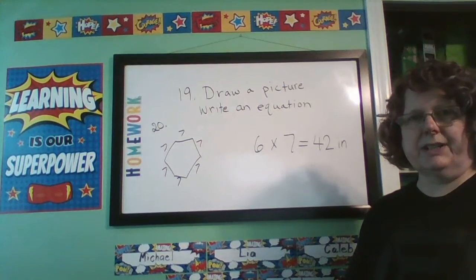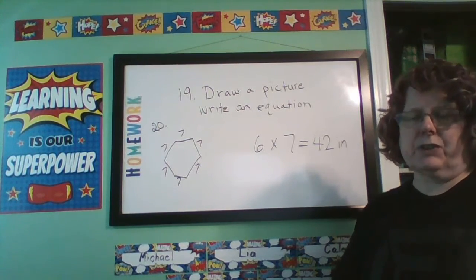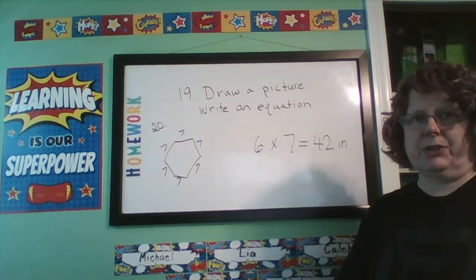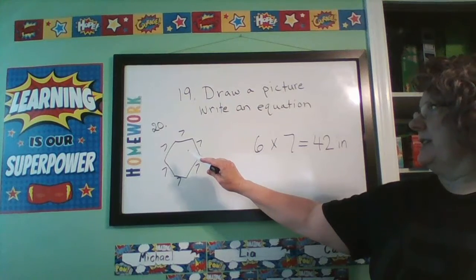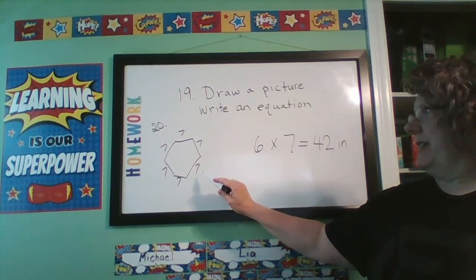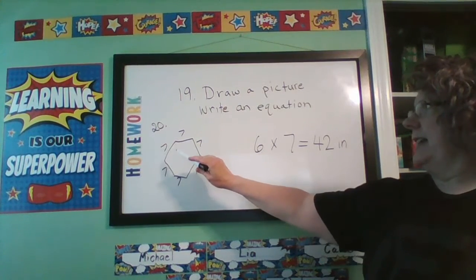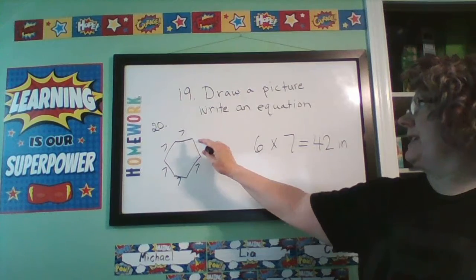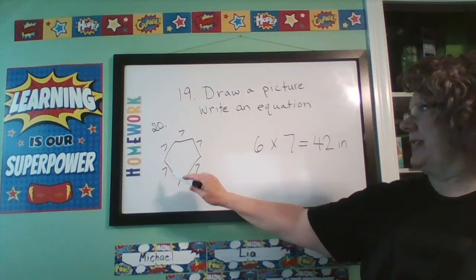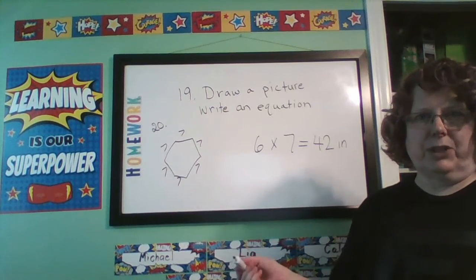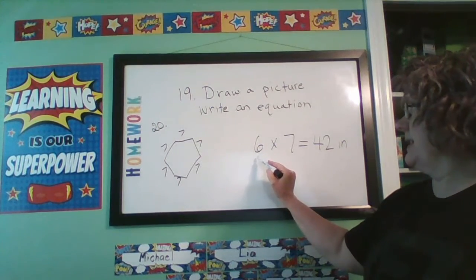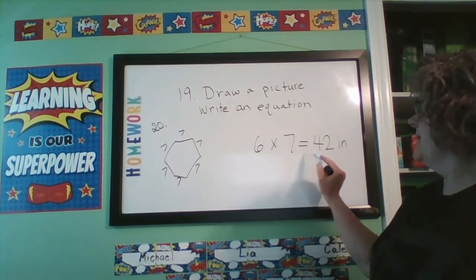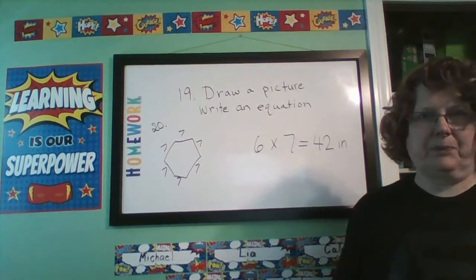Okay, guys, number 19 and 20. So the 2 ways you can solve this problem, you can draw a picture or you can write an equation. You'll see I've drawn the picture of the hexagon, 6 sides, and labeled each side with a 7. Then you could just add all the sides together, 7 plus 7 plus 7 plus 7 plus 7 plus 7. That would give you 42 inches. Or, since we know that a hexagon has 6 sides and each side is 7, 6 times 7 is 42.